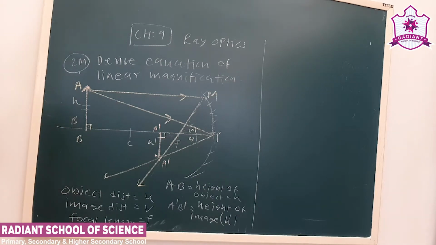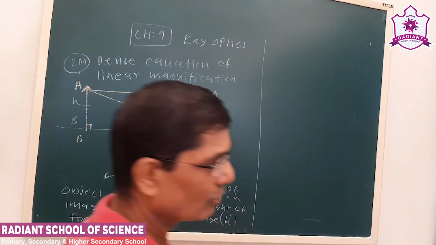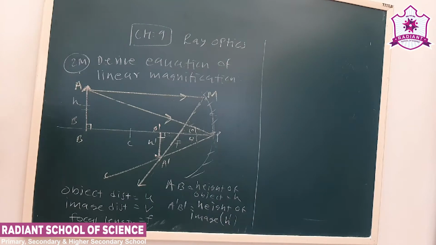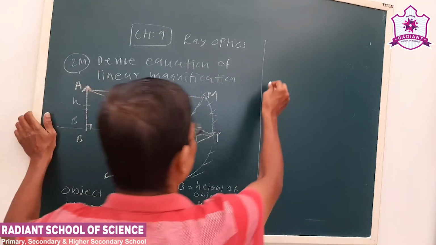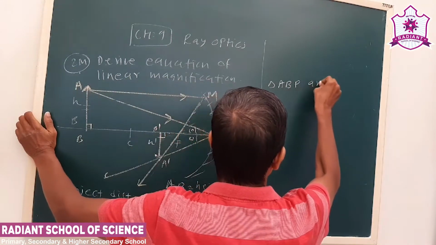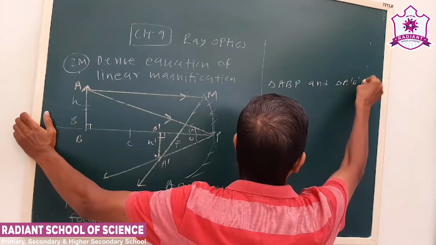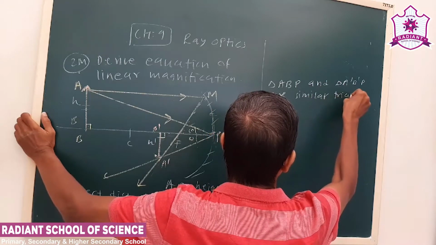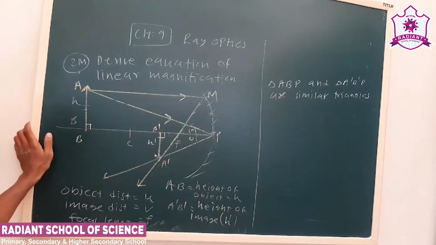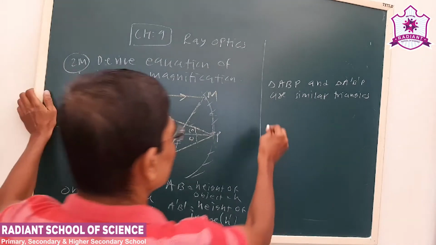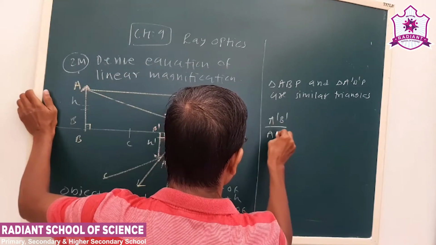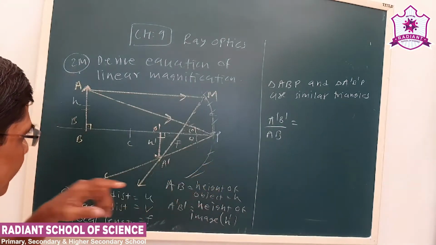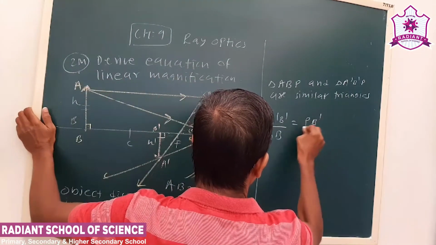AB is a linear object and A dash B dash is the image. Now the ratio H dash by H we have called magnification. Again, to derive this relation we take the help of similarity of triangles. So we can say triangle ABP and triangle A dash B dash P are similar triangles. If the triangles are similar, sides are in the ratio, so A dash B dash upon AB is equal to PB dash upon PB.